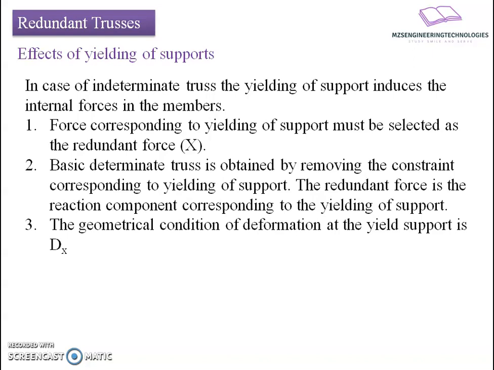The very first step is that we will consider the force corresponding to yielding of support as a redundant force, or the reactive force which has been developed at the end, the resistance which has been released, as a redundant force. Then we will obtain the basic determinate structure by removing the constraints, that is the yielding supports, and then we are going to find out the magnitude of the redundant force and its effect in all other members. The geometric condition of deformation of the yield support is considered as a displacement corresponding to the effect of that redundant force.